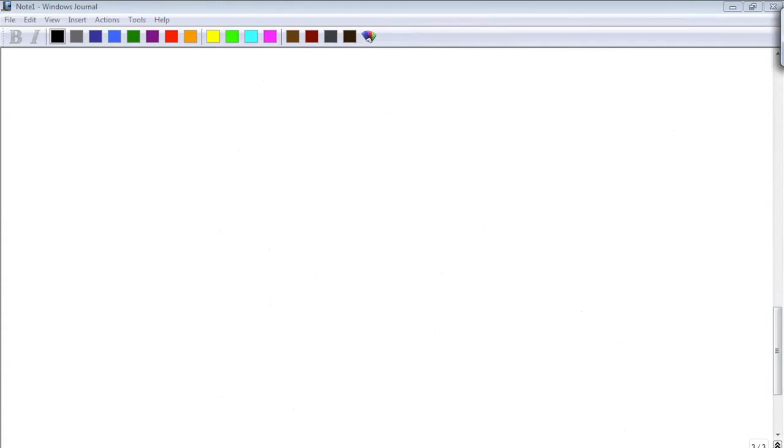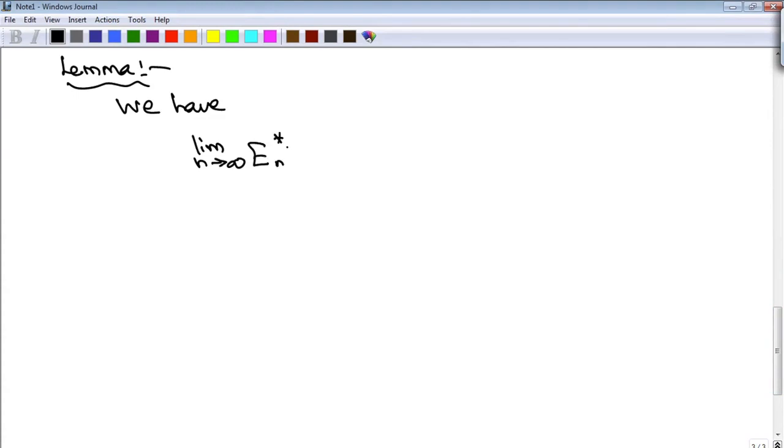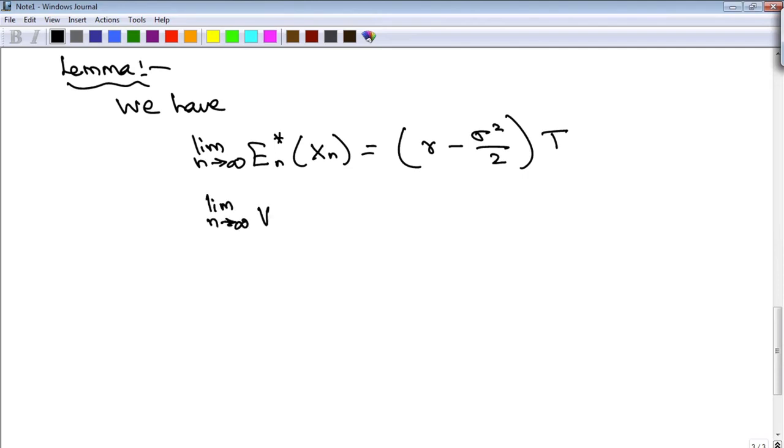Let us first see how the mean and variance of Xn behave as n tends to infinity. Let us state it as a lemma. We have the limit as n tends to infinity of En star of Xn is equal to (r minus sigma squared by 2) T, and the limit as n tends to infinity of the variance of Xn is sigma squared T. These are the variance and expectation under the risk neutral probability with respect to the partition Tn. Let us see how these expressions come.